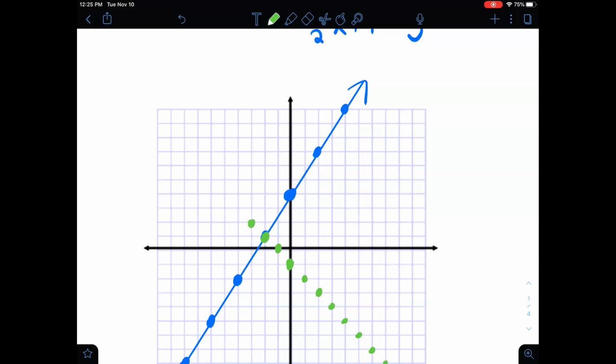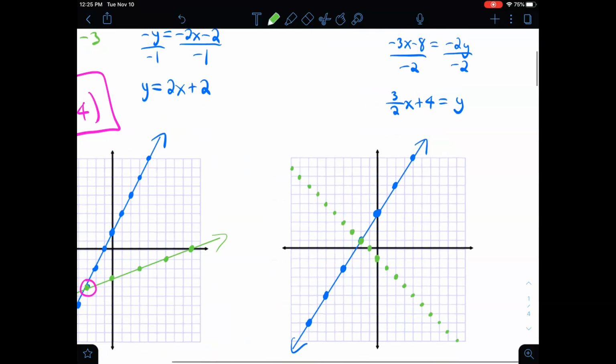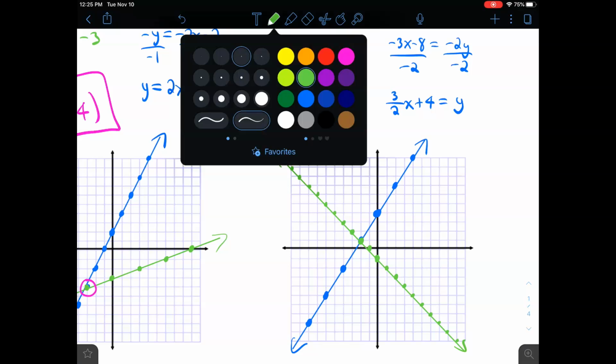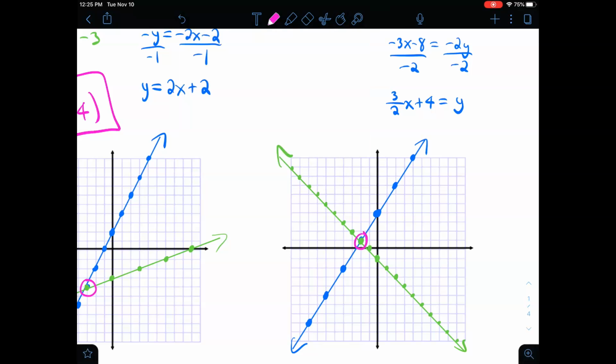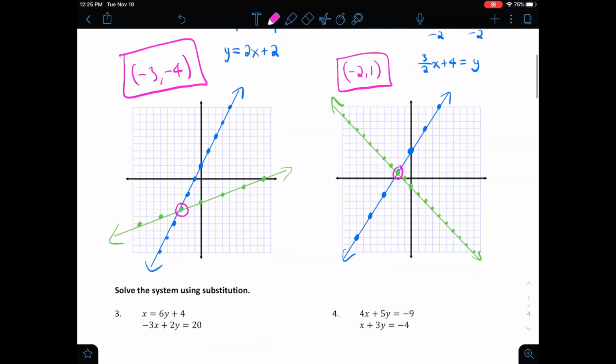And you can see where they cross here. And there's our line. Not perfect, but they should cross right here. And the solution for that one is going to be negative 2, 1. That's the point where they cross.